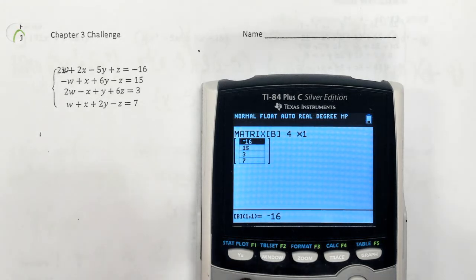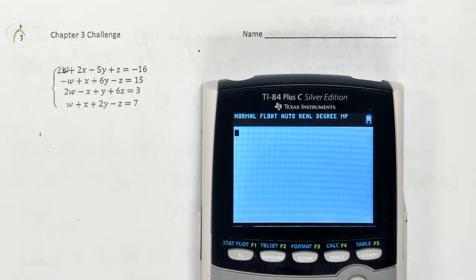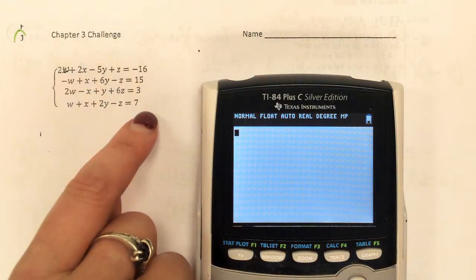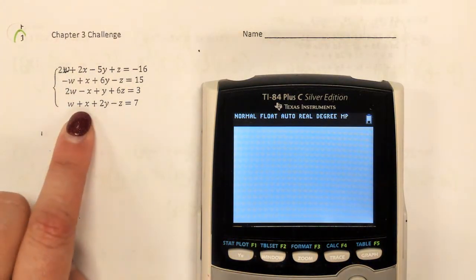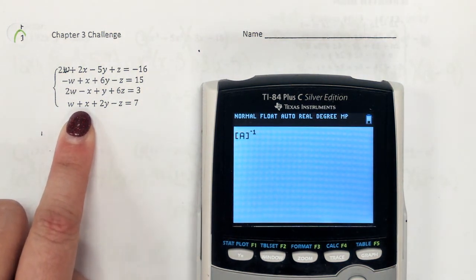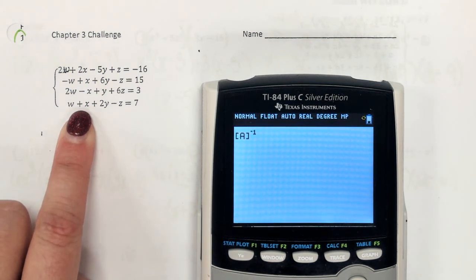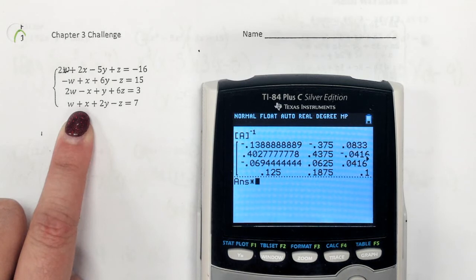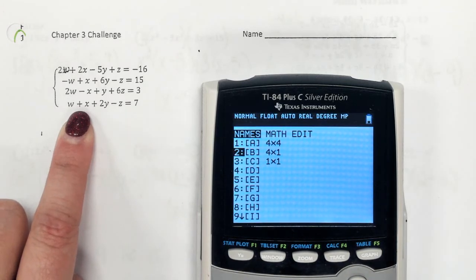Alright, so we got to get out of edit mode, so second quit. Okay, so look back at that other one if you need to. Which one is the one that we find the inverse of? The big matrix or the skinny matrix? The big one, right? That was the first one. So we hit second matrix, enter, tell your calculator to take the inverse, hit enter. You're going to get all kinds of craziness, but don't worry. Don't clear anything. And we need to multiply that by second matrix, the second one.